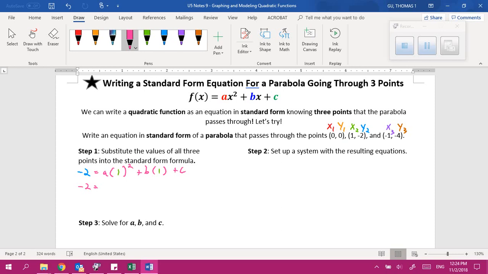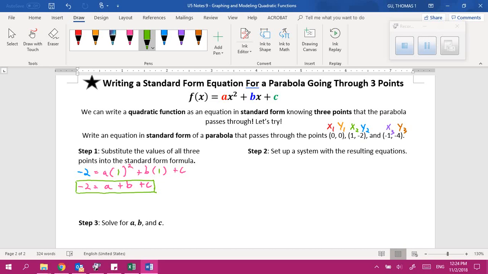It's still 1, right? What's 1 times a? It's just a, right? Yeah, 1a, which is just a, exactly. What is 1 times b? So just plus b, and then we got plus c on the end. So there's one of my equations right there. Negative 2 equals a plus b plus c. All right? So we took care of one point.